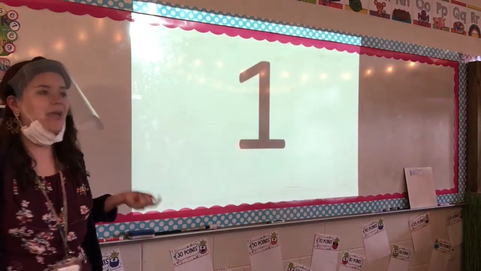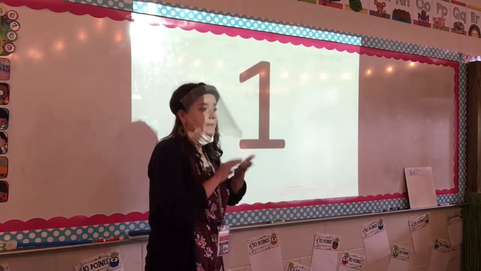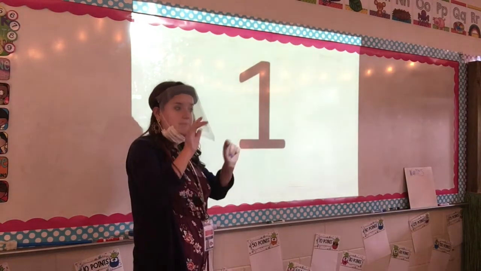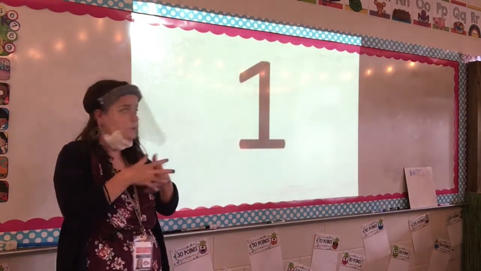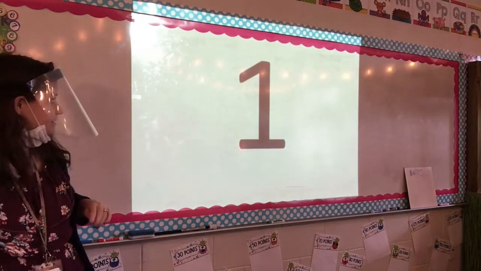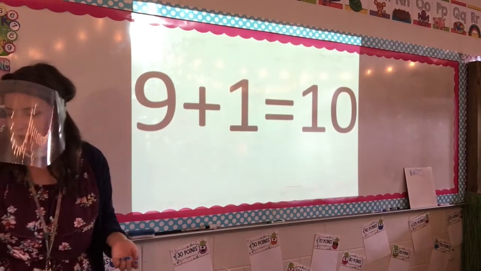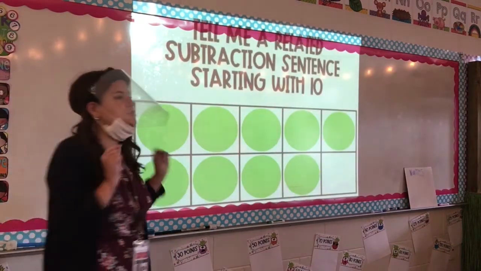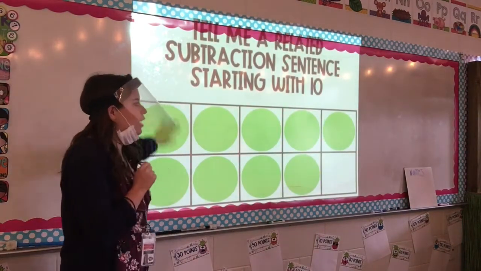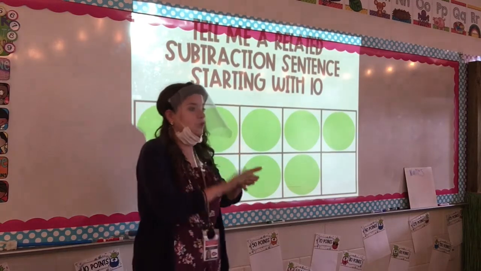You're right. And remember last week we also talked about those number pairs. 9 and 1 make 10. Those are friends of 10. So we see that here because 9 plus 1 equals 10. Good job. Could you tell me this same problem, but in a subtraction sentence?